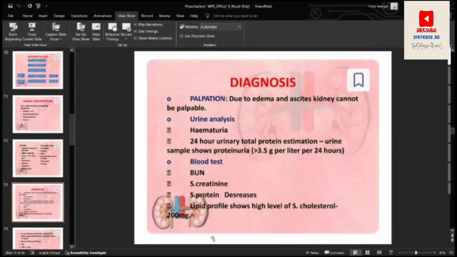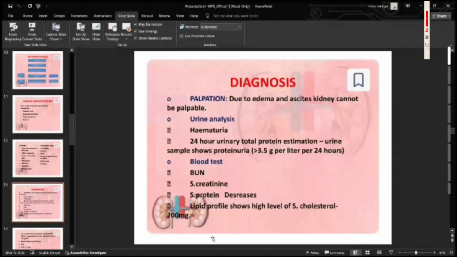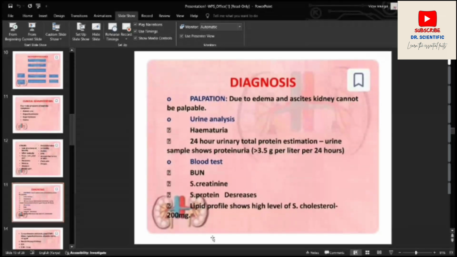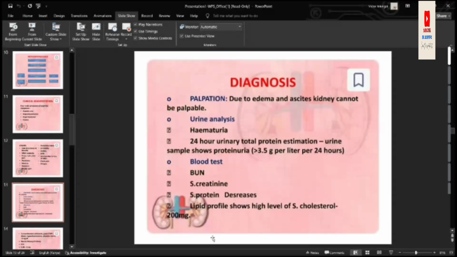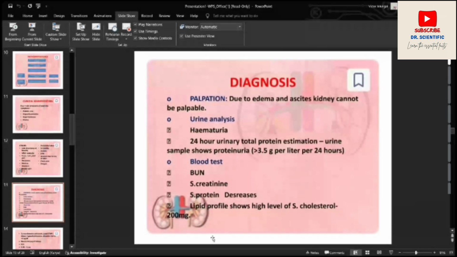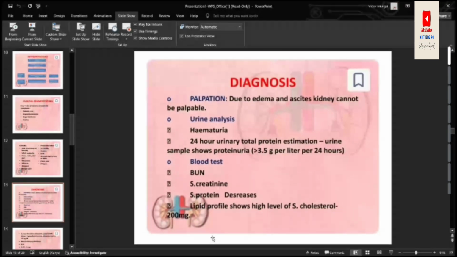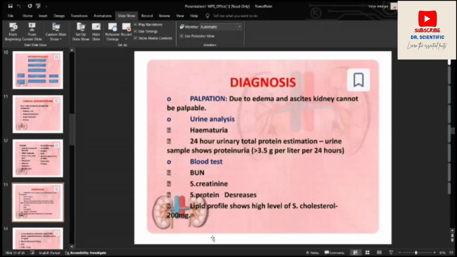So when there is presence of proteins in the urine that is greater than 3.5 grams in a period of 24 hours, that can indicate proteinuria, which is an abnormal amount of protein in the urine.